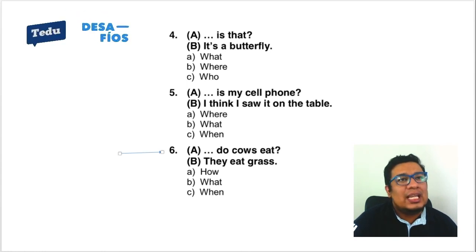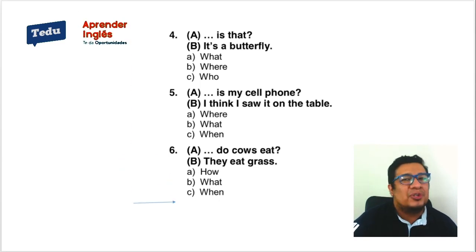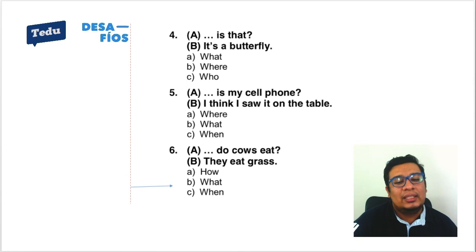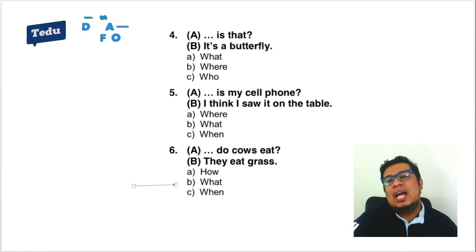Do cows eat? Now, cows. So what will be the correct option? How, what, or when? ¿Cómo, qué, o cuándo? What will be the best option here? How do the cows eat? ¿Cómo comen ellas? No creo que la respuesta de eso. What do cows eat? ¿Qué comen las vacas? Or when? ¿O cuándo? The best option, I know you have it, is B. What do the cows eat?